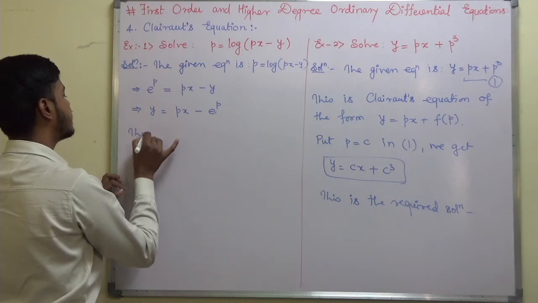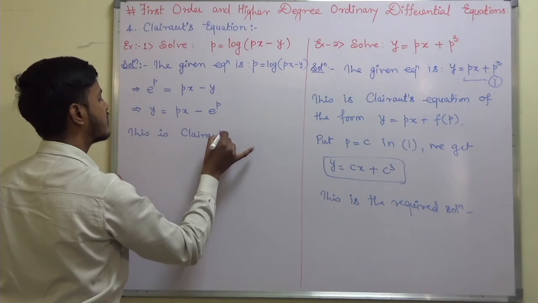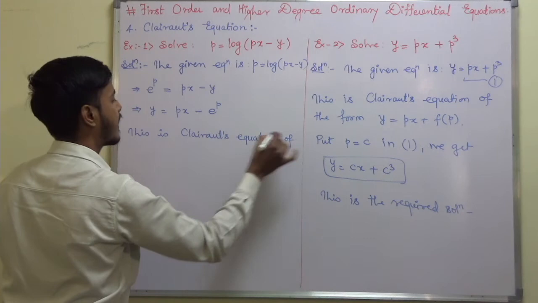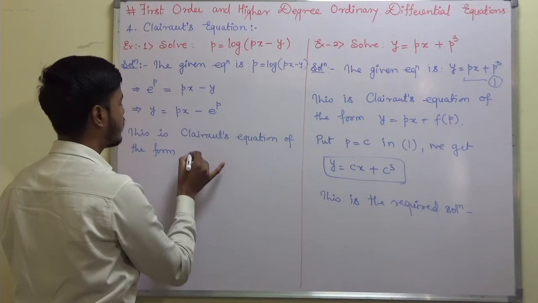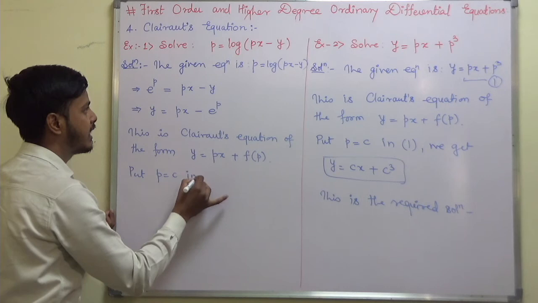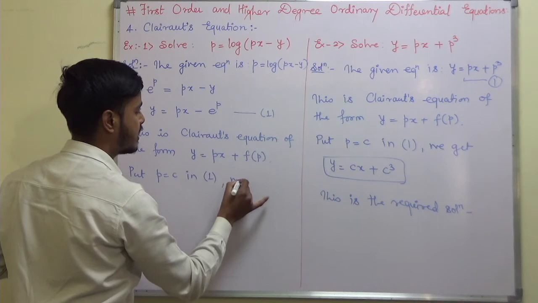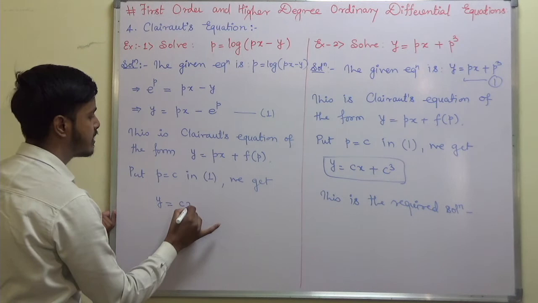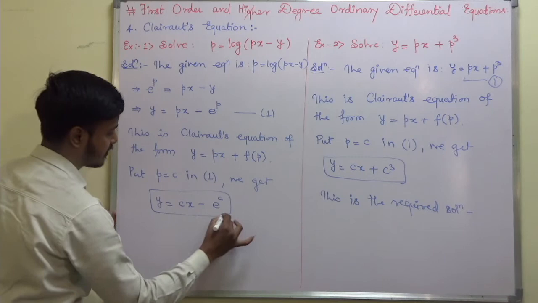This is Clairaut's equation of the form y is equal to px plus f of p. So put p is equal to c in 1, we get y is equal to cx minus e to the power c. This is the required solution.